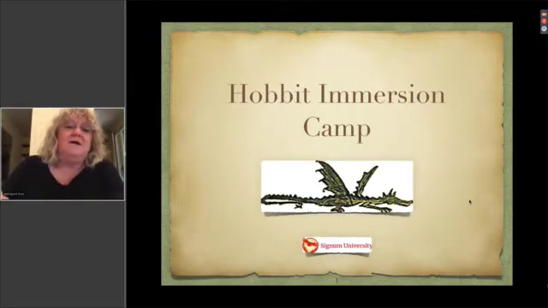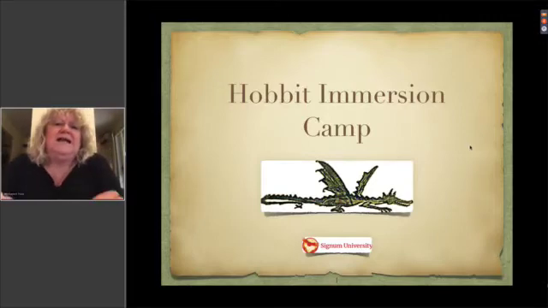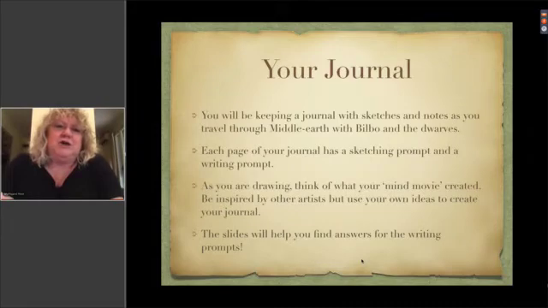Here we go. I need to talk to you first a little bit about your journal. Your journal, you're going to be keeping that with your sketches and notes as you travel through Middle-earth with Bilbo and with the dwarves. Each page of your journal is going to have a sketching prompt for you. What would I like for you to be thinking about drawing? And also a writing prompt. What would I like to have you focus on for this particular chapter?